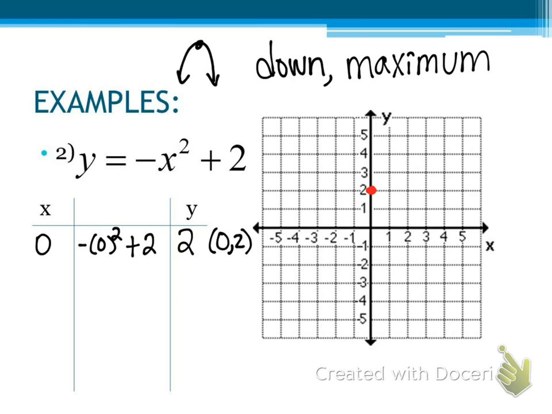Natalie? 1 is a great option. Remember, only the 1 is getting squared. So what's 1 squared? 1. Then we take the opposite of it, -1, and then we add 2. So -1 plus 2? 1. Some people were saying it, some people seem confused. So that point is going to be 1, 1.